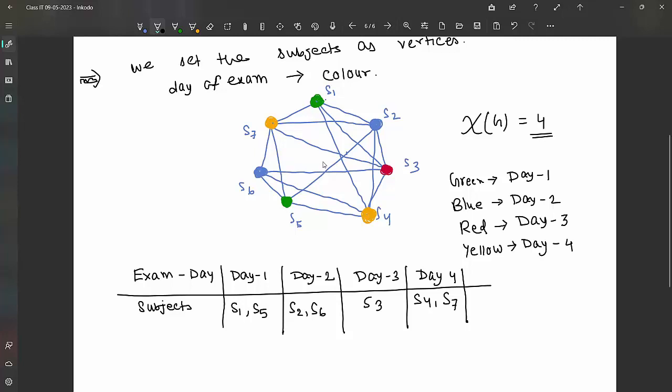This is the schedule. This is not necessarily the only schedule, because you see that here we chose green. We also have the option to choose red here, but we chose green. So if you choose red here, then you will get a different schedule, but the chromatic number will be the same, 4. Your schedule may be different, but this is one of the ways by which you can set your exams, where no student will have to appear for more than one exam in a day.